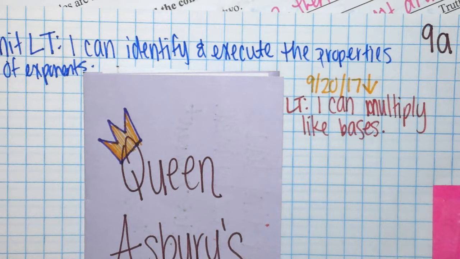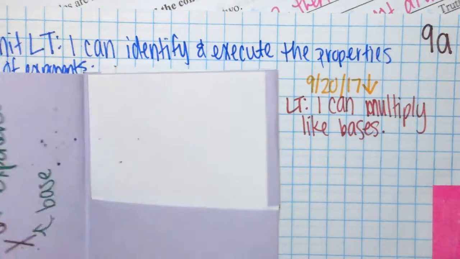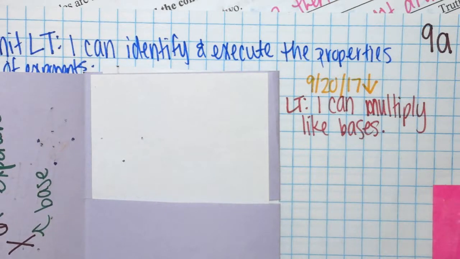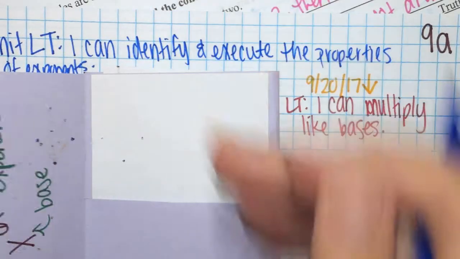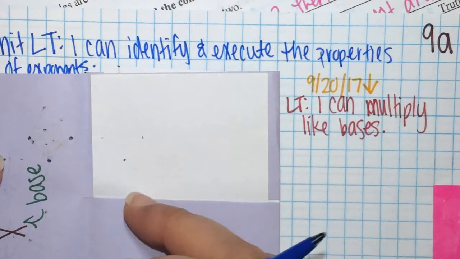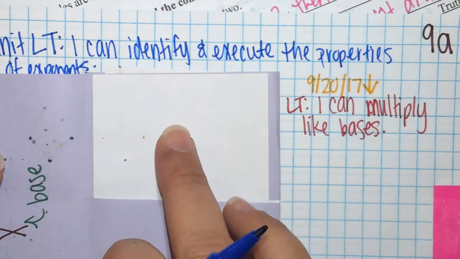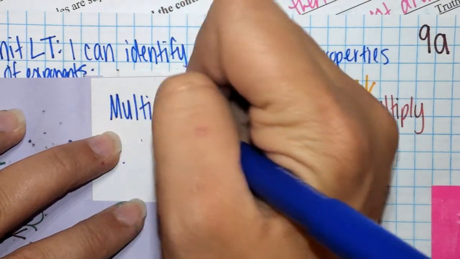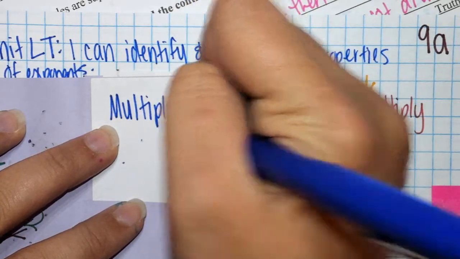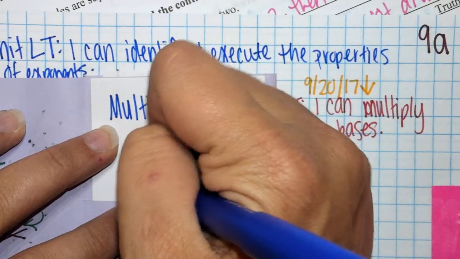So what do you think I mean whenever I say like bases? They're both the same. What does that mean? What is the base? Is the base the small number or the big number? The big number. So the big number is the same, or the big letter is the same. So please open your foldable. We're going to write on this first square. We're going to write multiplying like bases.